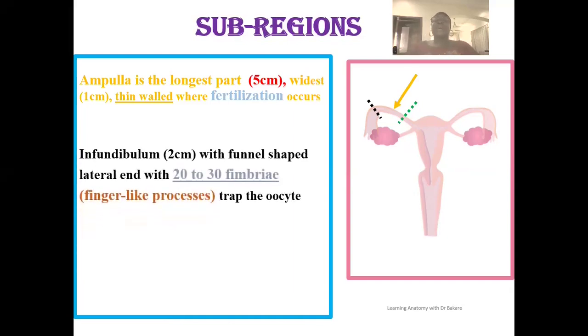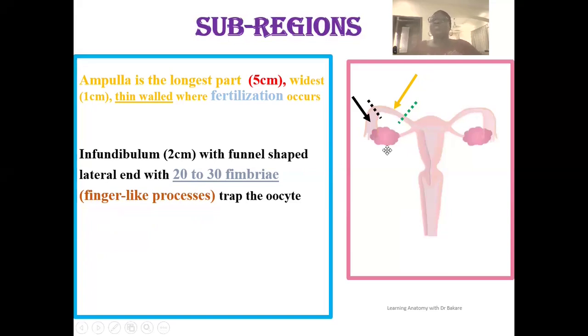Then the last terminal region is the infundibulum. This is the infundibulum here that is arrowed in black. This infundibulum presents unique characteristics. If you look at the most terminal end of the infundibulum, you have a funnel-shaped lateral end that ends with about 20 to 30 fimbriae. So you have a number of finger-like extensions around the terminal region of the infundibulum.